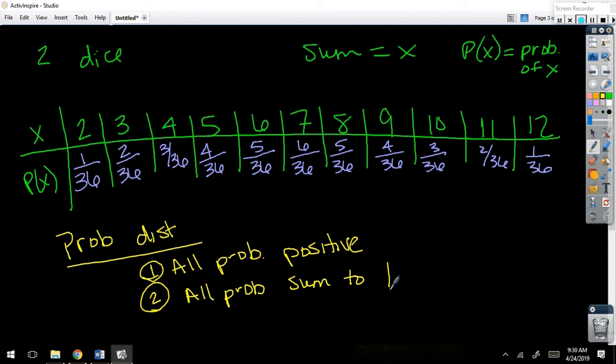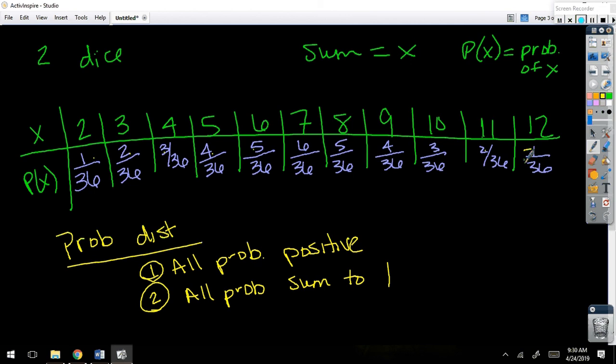I don't have them in percent form here. I just have them in decimal form. Do those sum to 1? They're all over 36. I didn't simplify any so you could easily see. 1 and 2 is 3, and 3 is 6, and 4 is 10, and 5 is 15, 21, 26, 30, 33, 35, 36. Okay? 36 over 36 is 1.